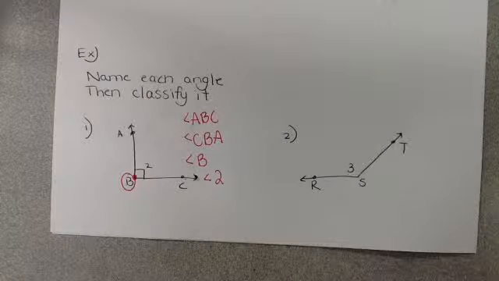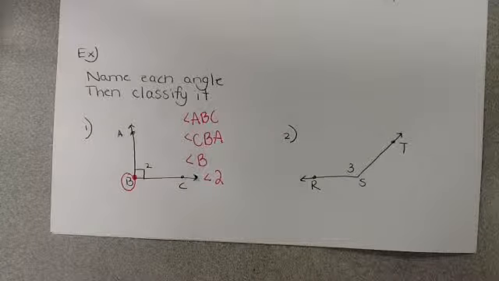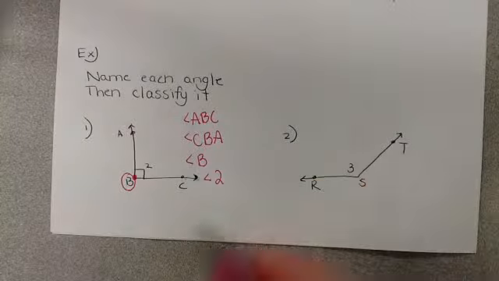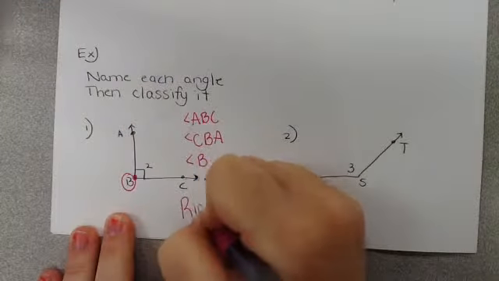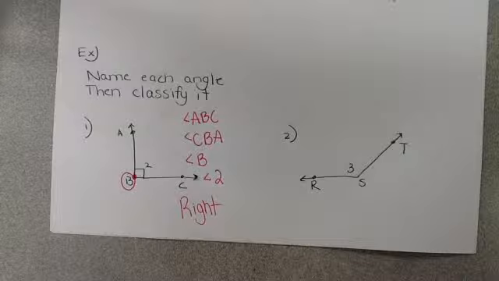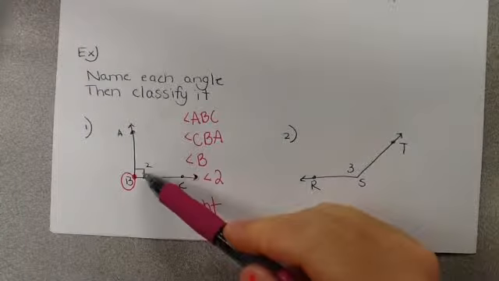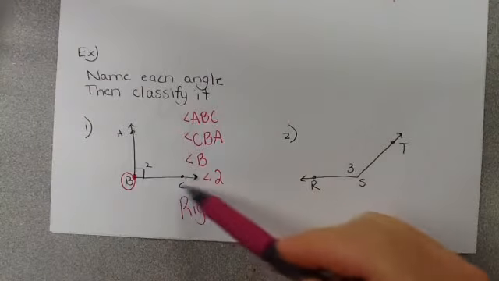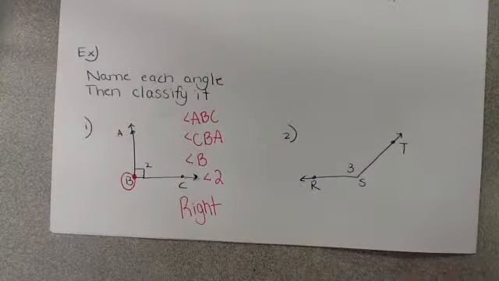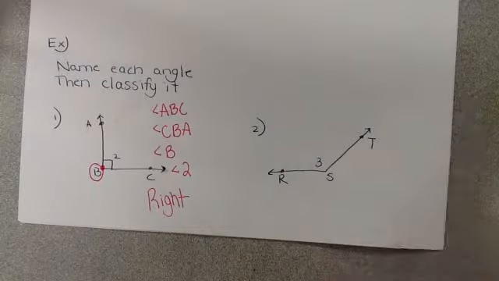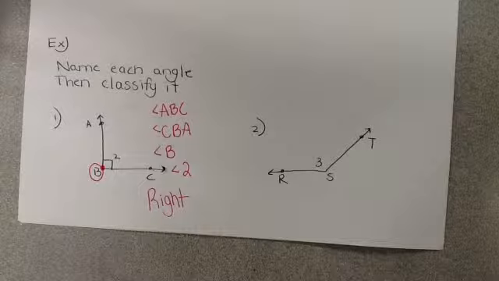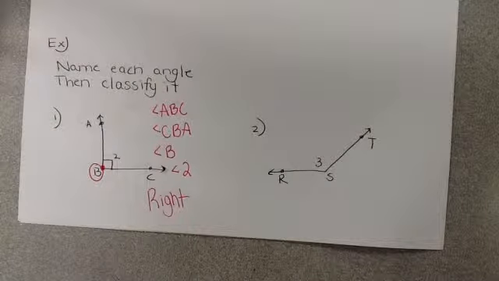Let's classify this. Is this right, acute, obtuse, or straight? This is a right angle. How do we know that this is a right angle? Because of this little box inside. This little box inside tells us that it is a right angle. Try number 2 on your own. Find 4 ways to name it, then classify it. Let's see how you did.